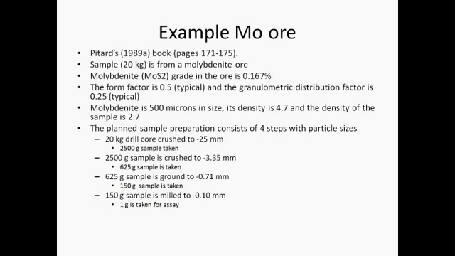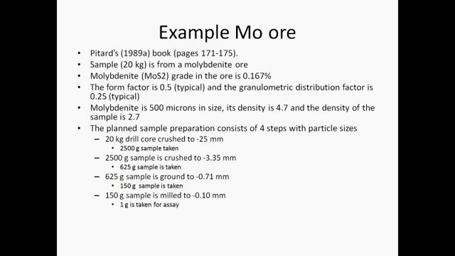This is the HSC Chemistry tutorial for the sampler module, and this is a multi-stage sampling example. This example is from Pitard's book, and we are planning to take samples from the molybdenite ore for chemical assays.